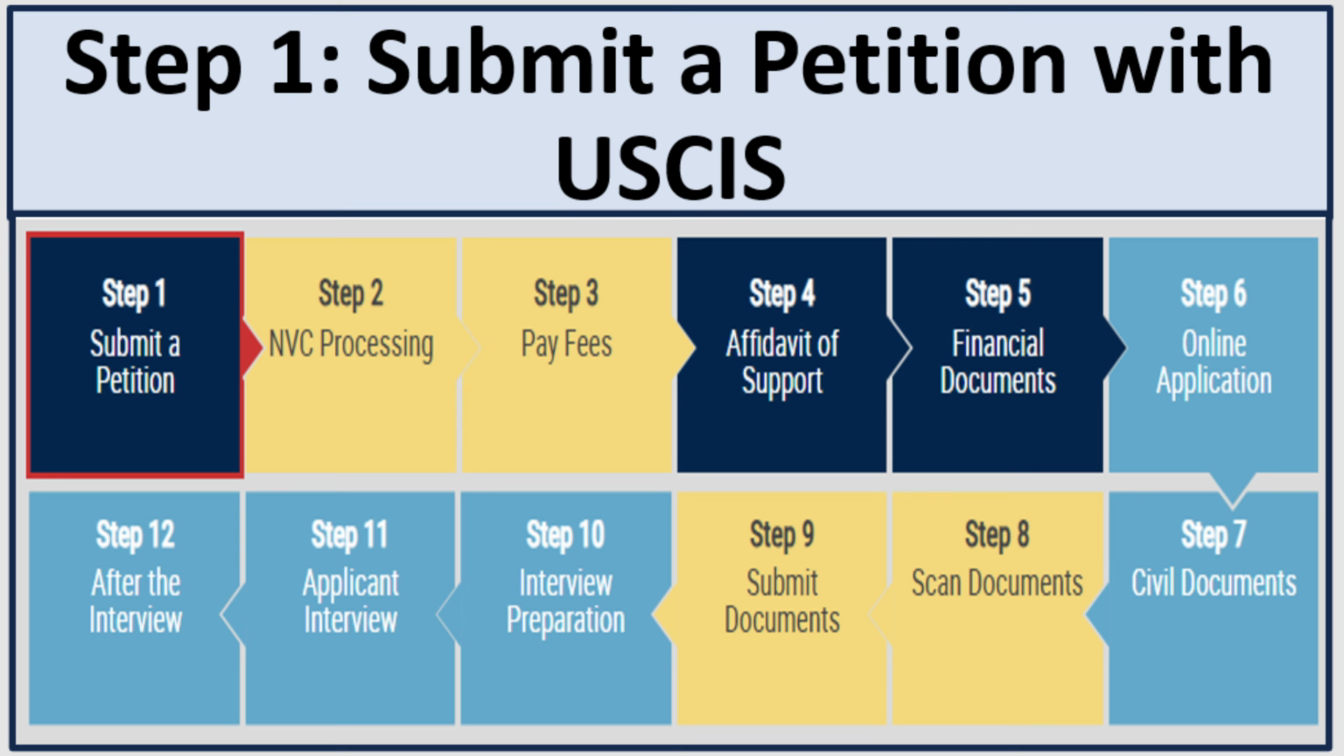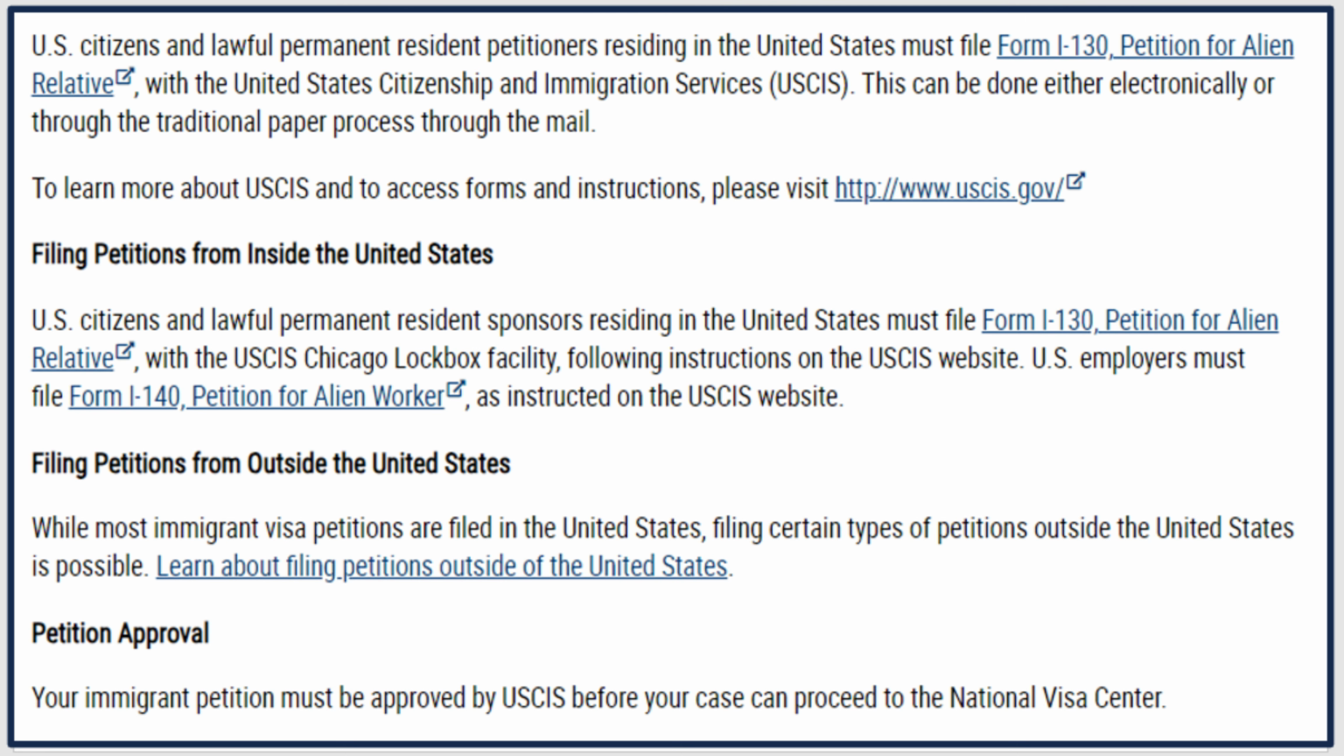The first step, which is step 1, is to submit a petition with USCIS. That's the first step in consular processing. You must file I-130 for alien relative. It could be an immediate relative or non-immediate relative. And also, you can file a petition for alien worker. That's an immigrant visa as well. Once you file this petition, it will depend on where you live in the United States.